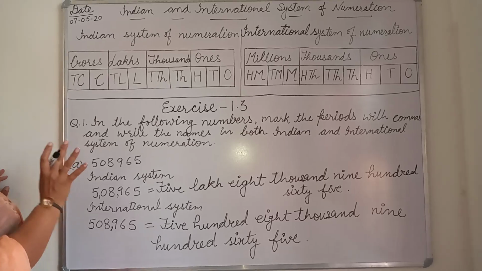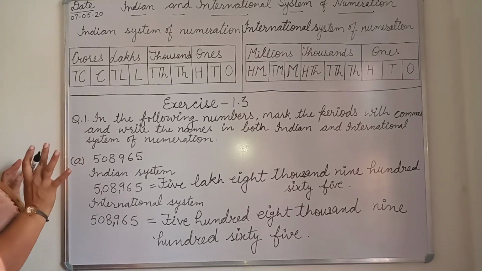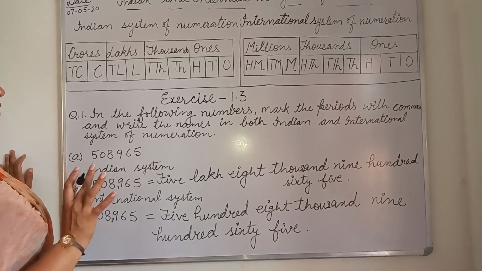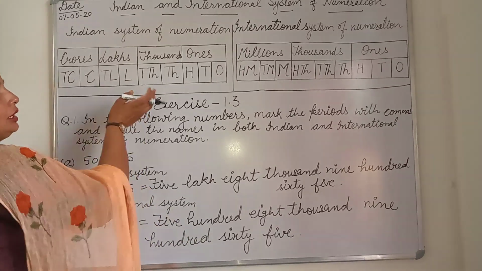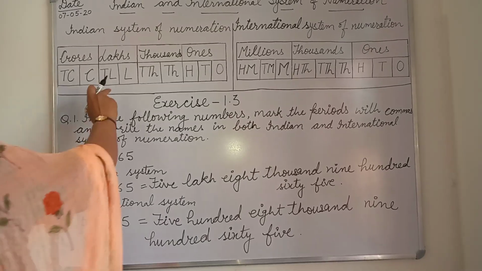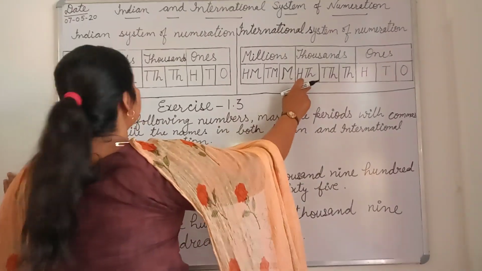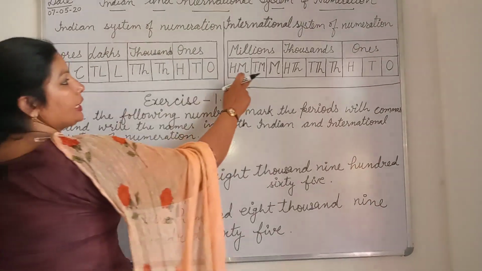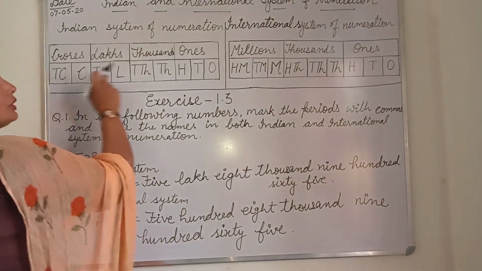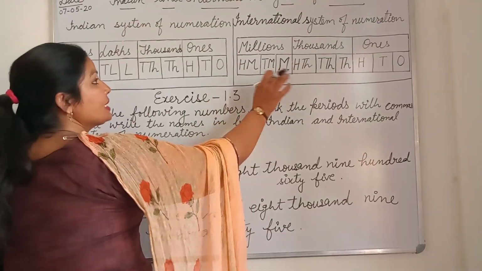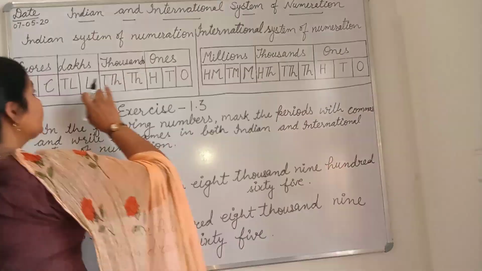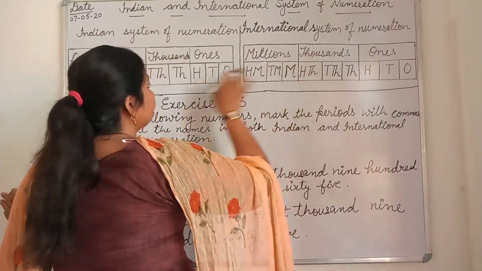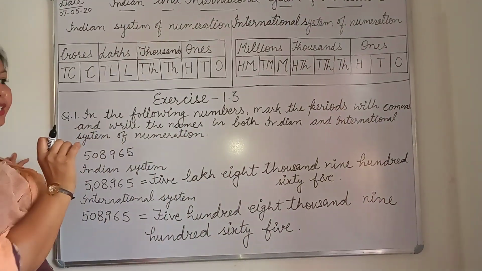Only till thousand, both Indian and international systems have the same columns. Till 10,000. After that changes start. 1 lakh, 100,000. 10 lakhs, 1 million. 1 crore, 10 million. Or 10 crore, 100 million. Means after 10,000 changes start. Okay. Here 3 columns and there 2 columns. So take care about that.